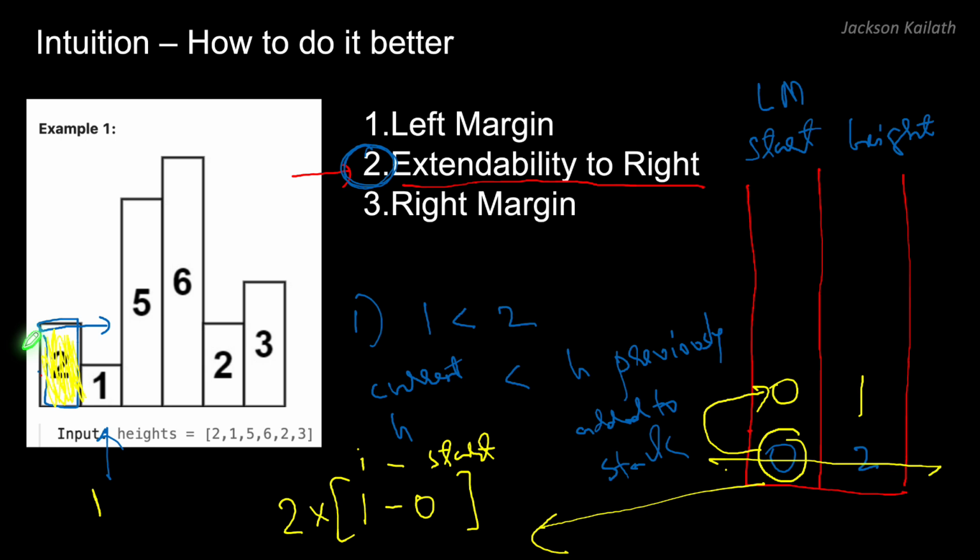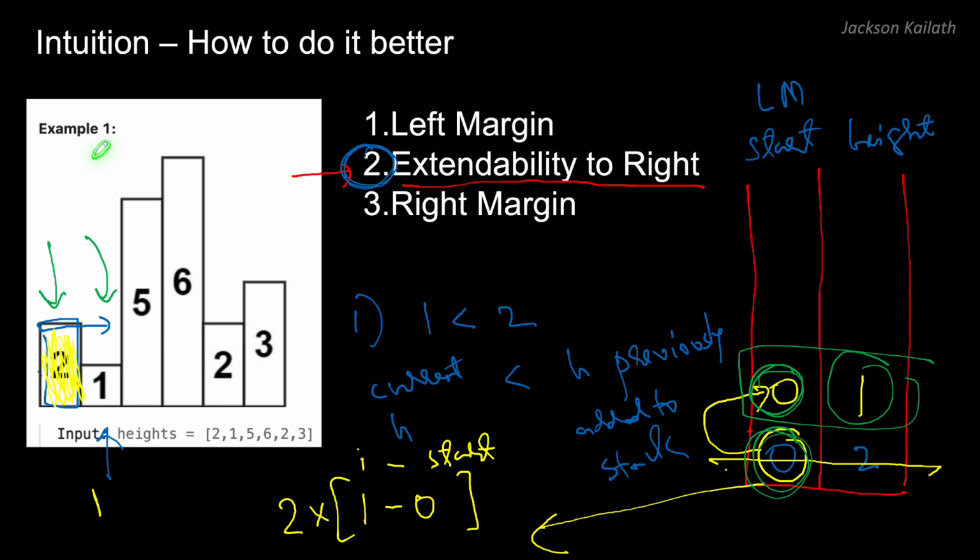So far we have discussed the two cases for left margin, and we have seen how to handle those two cases. We were not able to extend this bar any more to the right, so we are popping it. And there's one more reason to it. When we add this bar to the stack, its start value should be the start value of the popped value. This one had a start value of 0, and that will be inserted as the start value for 1, which is the new height. So this is one part of extendability to the right.